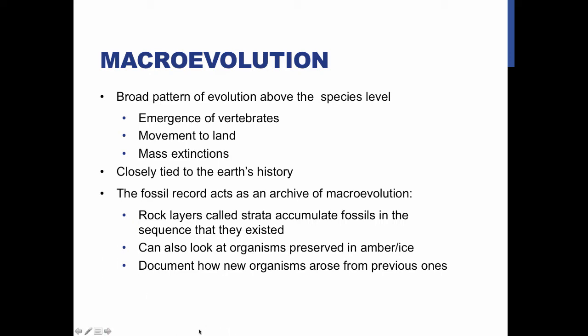Okay, macroevolution is the broad pattern of evolution above the species level. So remember we talked about microevolution as evolution within a particular population, and then macroevolution is evolution that creates different species. So we can look at the emergence of vertebrates, movement of those vertebrates onto land, and these mass extinction events as all sort of major moments in the idea of phylogeny.